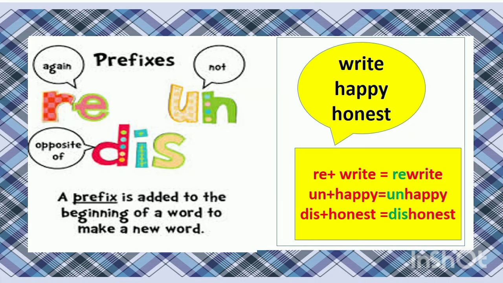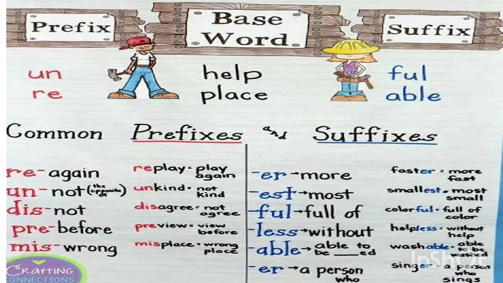So children, a prefix is added to the beginning of a word to make a new word. For example, when we add "re" to write, we get rewrite. When we add the prefix "un" to happy, we get unhappy. When we add the prefix "dis" to honest, we get dishonest.